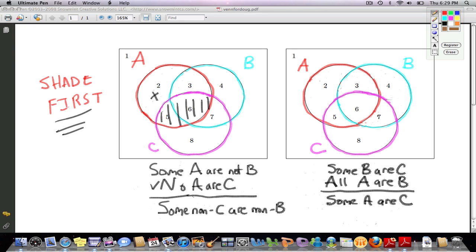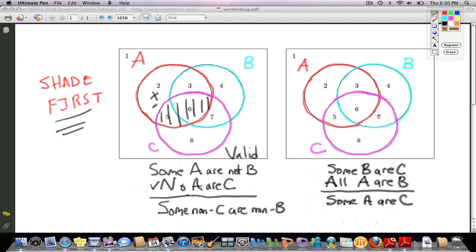Okay, now we just have to take a look and see if we're guaranteed that some non-C are non-B. And indeed we are here. This is going to be a valid argument. We're looking for an X, an indication of some particular thing that's not a C and not a B. The X here is outside of the C circle, the purple circle. It's also outside of the B circle, the blue circle. So indeed it's a non-C that is a non-B. It also happens to be an A, but that's really not relevant here.